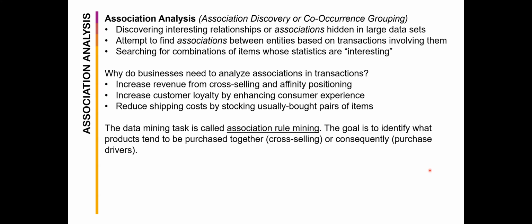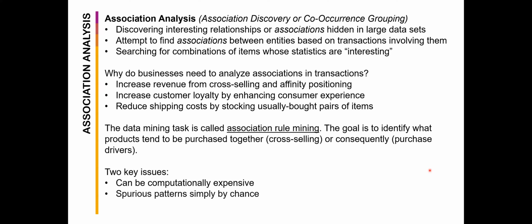products. The data mining task is called association rule mining. Again, the goal is to identify what products tend to be purchased together or consequently, so what drives the purchase of another product. But there are 2 key issues here. It can be computationally expensive, and some patterns might just happen by chance. So they might not be the actual trend at that moment.